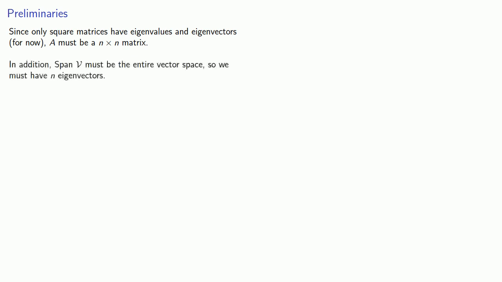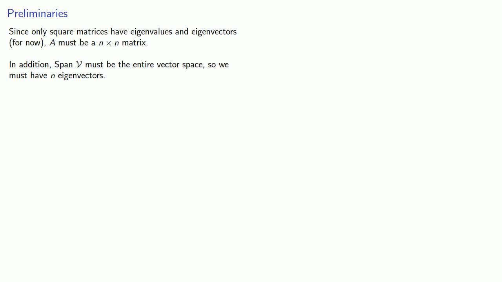Well, there are some necessary preliminaries. Remember that only square matrices have eigenvalues and eigenvectors. For now, in a later course, you'll find out what happens if you have a non-square matrix. Then it follows that A has to be an n by n matrix. In addition, because we have to define A in terms of what it does to any vector in its vector space, the span of the eigenvectors must span the entire vector space, which means we must have n distinct eigenvectors.